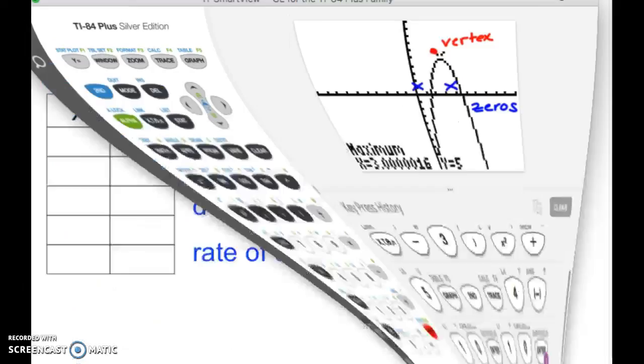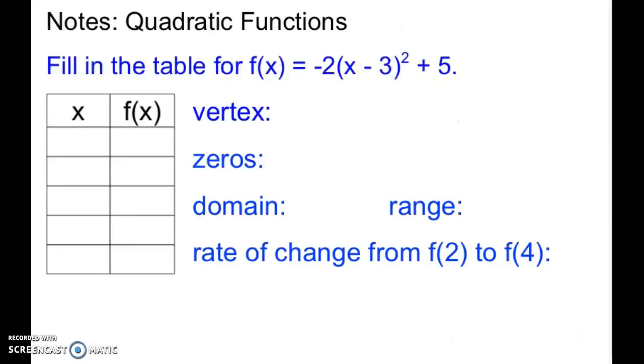So let me go back. We're going to write in (3, 5). And if you remember, when you're doing a table, your vertex ends up being the middle part of your table in MathXL, so (3, 5).